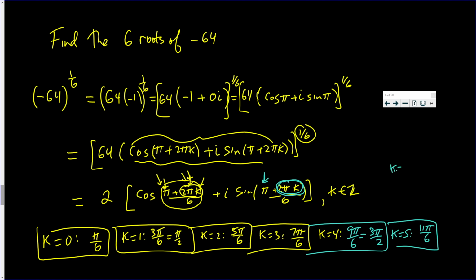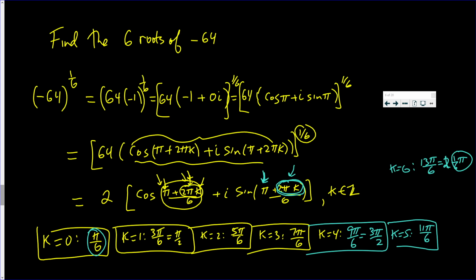Now I'll put it up here. If k is 6, that's going to be 12 pi plus the pi in the front. That's 13 pi over 6. But that's 2 and 1/6 pi. You could ignore the 2 and you get 1/6 pi. But we already have that. It's going to start repeating when k is more than 5.